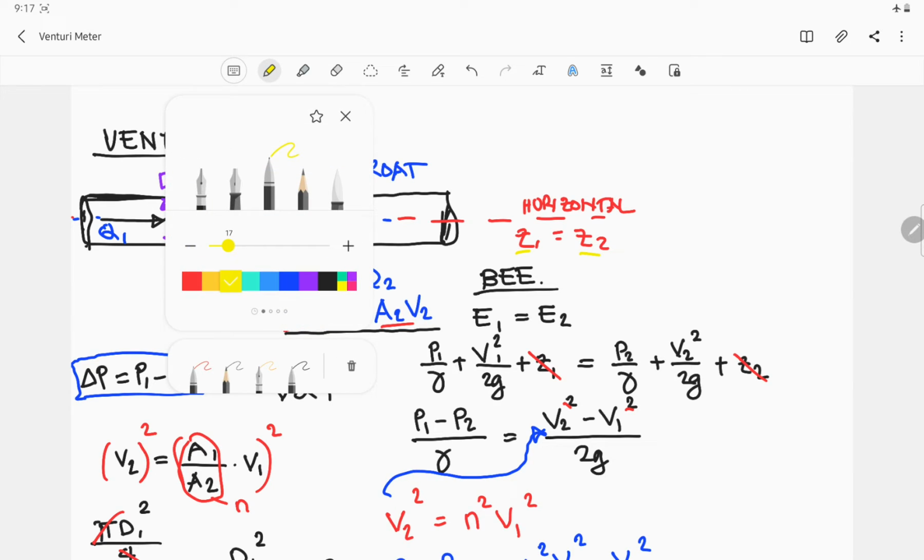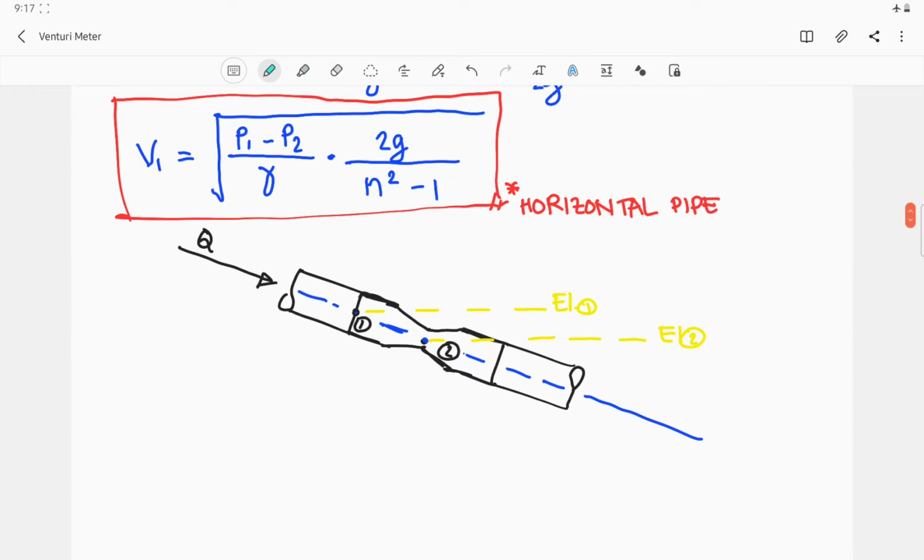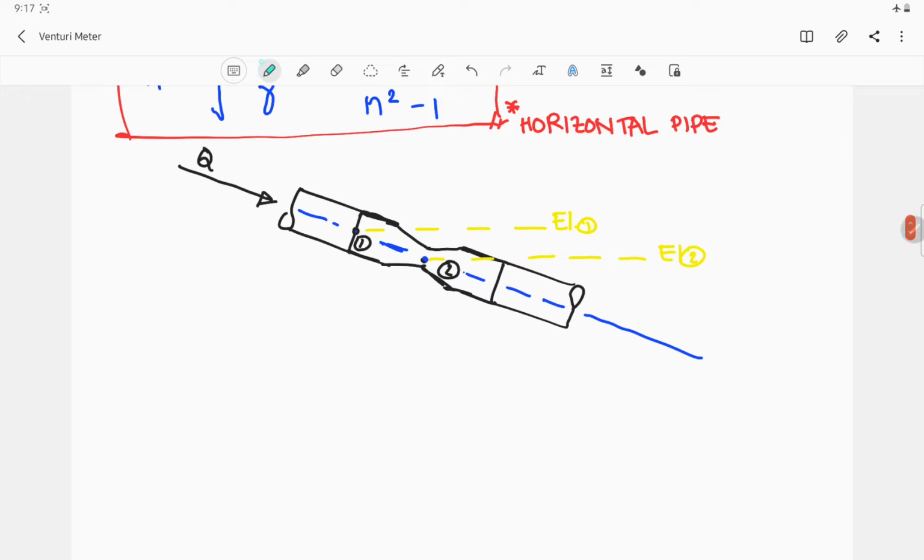Okay. This one, clear na siguro. Z1, Z2. So for horizontal, we can cancel out Z1 and Z2 in the left and right equation because they are just equal. But this time, we have an inclined, or it can be vertical or inclined pipe. The point is, elevation of point 1 and point 2 are not the same. So we cannot cancel out Z1 and Z2.